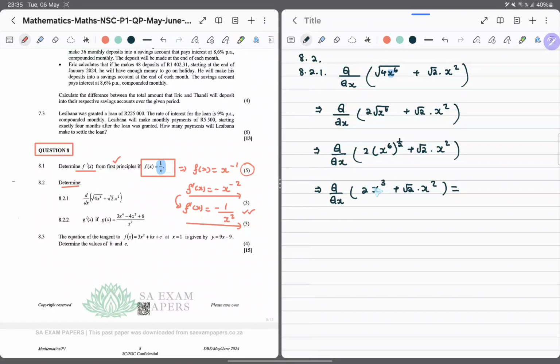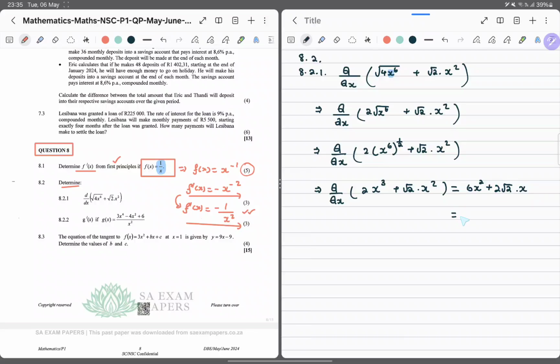Now let's take the derivative here. We're using the power rule. 3 multiplied by the 2 is 6x. We take 1 from there. It's going to be 6x squared. Plus, now we get 2 root 2 times x, essentially. But now this looks a bit unsimplified.